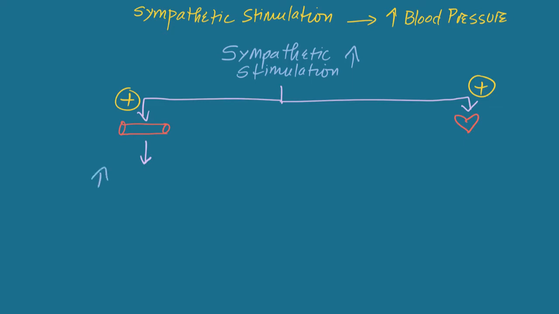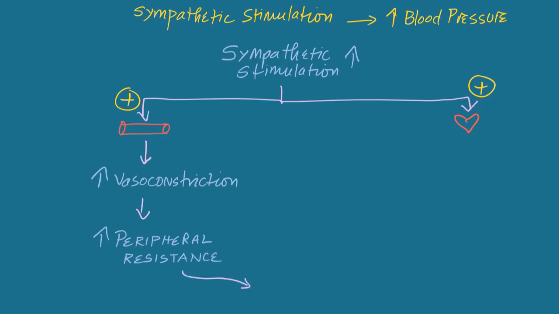We must remember that the sympathetic stimulation, when it acts on the arterioles, causes vasoconstriction in all the blood vessels that are present in the abdominal region of the body. That's where most of our blood vessels are present. So when vasoconstriction increases there, it increases peripheral resistance in general. So that increases blood pressure.